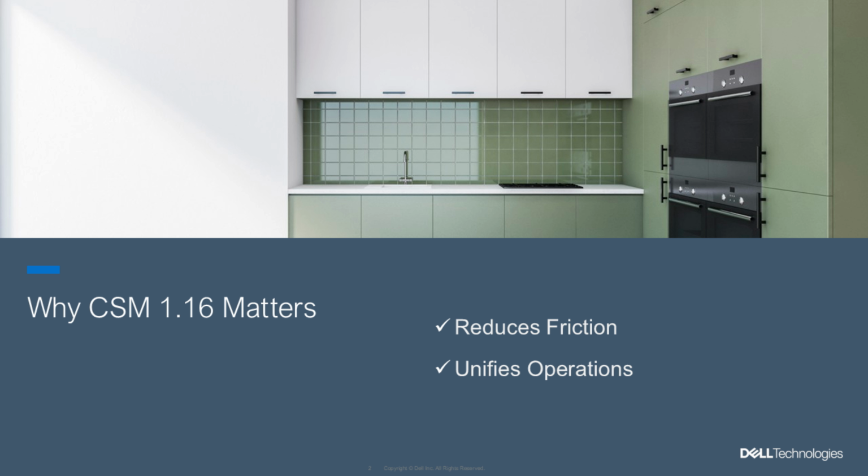First up, why should you care? CSM 1.16 is all about reducing friction. You know how Kubernetes can sometimes feel like you're trying to store your groceries in a house where every cabinet has a different key? CSM 1.16 says, no thanks. It unifies storage behavior across PowerStore, PowerFlex, PowerMax, and PowerScale, giving technical teams predictable deployments, better metrics, and fewer surprises in production. Whether you're a platform engineer, a solution architect, or that one person everyone calls when storage mysteriously slows down, this release is built with you in mind.